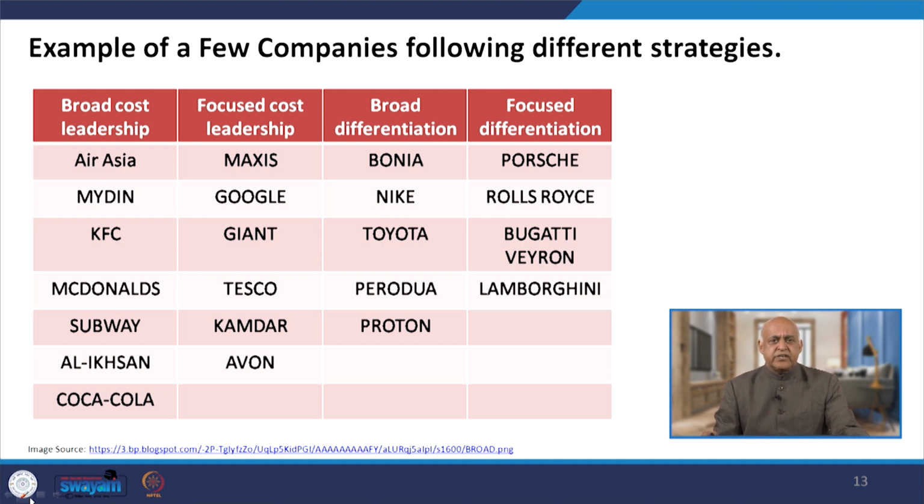For broad differentiation, there are Bonia, Nike, Toyota, Peroja, and Portani. While in focus differentiation, there are Porsche, Rolls-Royce, Bugatti, Wagon, and Lamborghini, and these are a few companies that are following focus differentiation.